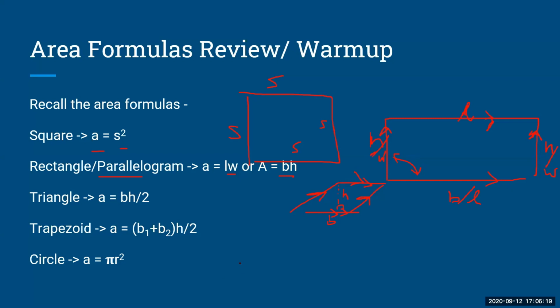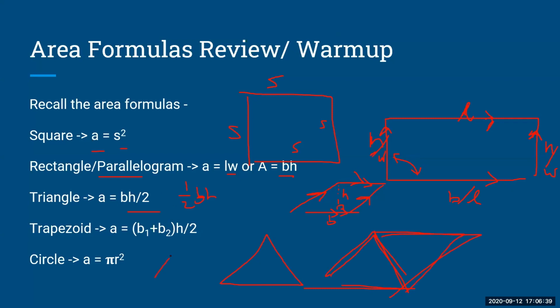Okay. Triangle. Everybody knows a triangle is half the area of a rectangle. You can see that because if you have a parallelogram and you cut it in half, this is one triangle right here and another triangle right here. So base times height divided by 2, or 1/2 base times height.